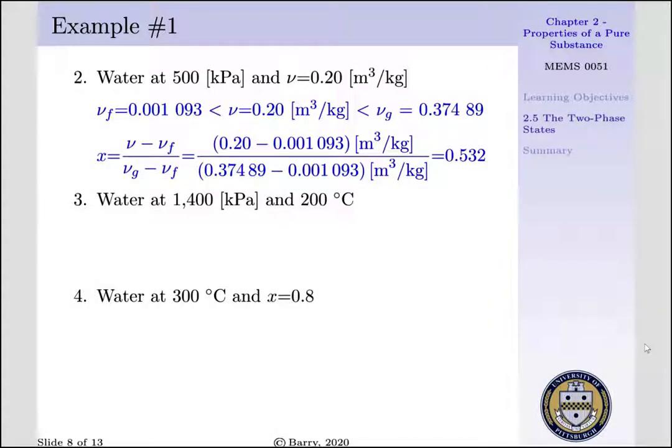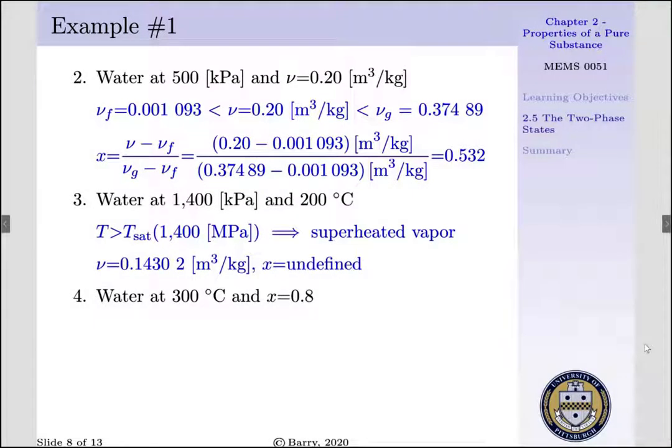Now say we have water at 1400 kPa and a temperature of 200 degrees centigrade. If we turn to table B.1.2 and look at our 1400 kPa pressure entry, we see our corresponding saturation temperature is 195.07 degrees centigrade. Therefore, our temperature is greater than our saturation temperature for our given pressure, and we are existing as a superheated vapor. Our quality is undefined, and therefore we have to go to our superheated vapor tables to pull our specific volume. If we turn to table B.1.3 on page 786, and we look at our 1400 kPa pressure entry and our 200 degrees centigrade temperature entry, our specific volume is 0.14302 meters cubed per kg.